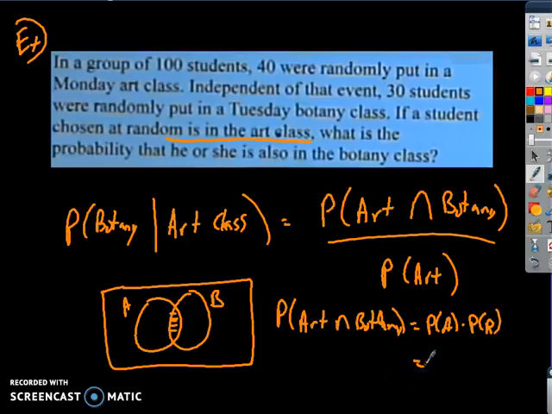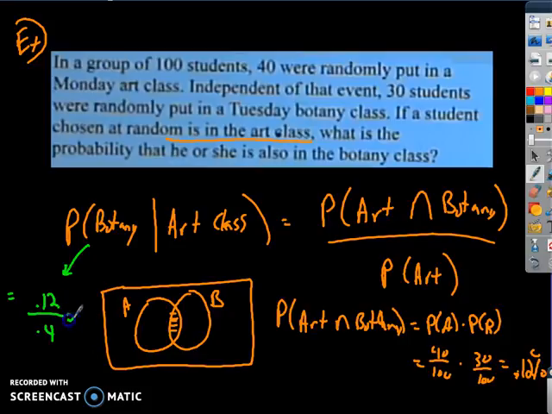So the probability of being in art is 40 out of 100. The probability of being in botany is 30 out of 100. So that probability is 12%. So the answer should be 0.12 over 0.4, or 30%. That's all I have. Good luck.